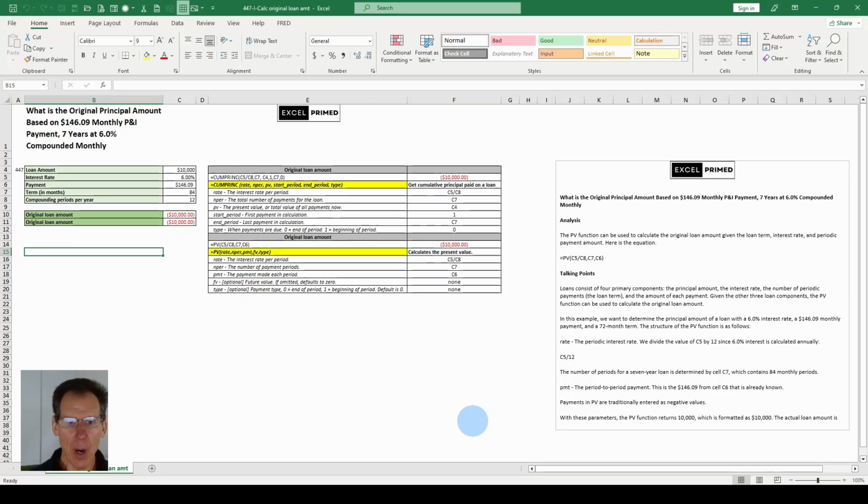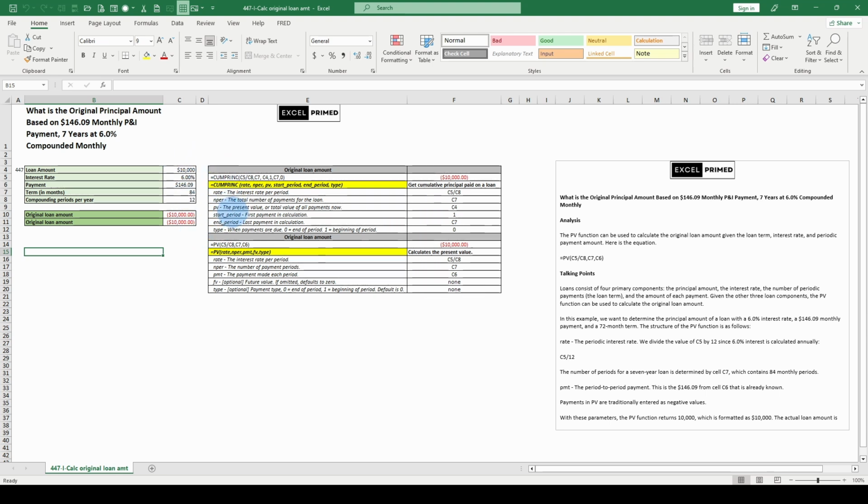Brad Williams, XL Primes. What's the original principal amount based on 146 and some change? It's the monthly payment, principal and interest, 7 years at 6%. And don't look at the answers. They're all over this worksheet. The loan amount, well, it's a dead giveaway. The starting is 10 grand anyway.